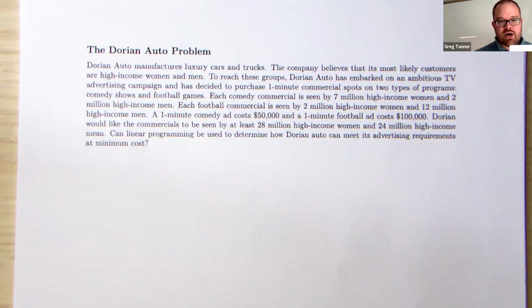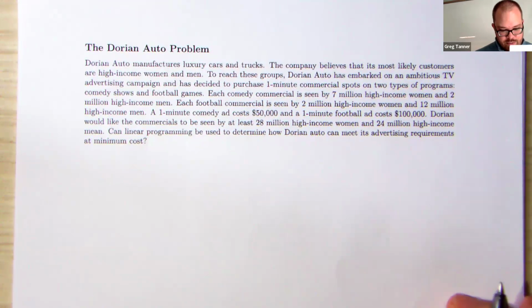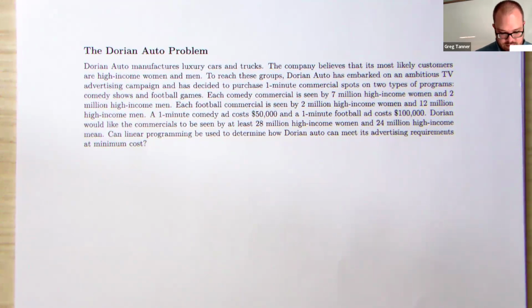And so here's a problem. Pause the video to read through it. It has an auto manufacturer who wants to make luxury cars and trucks. And they want to advertise both on TV, both on comedy shows and football games, and they want to kind of maximize the bang for their buck on the revenue generated by those commercials. So give it a pause and think about how maybe each of those assumptions might be violated.